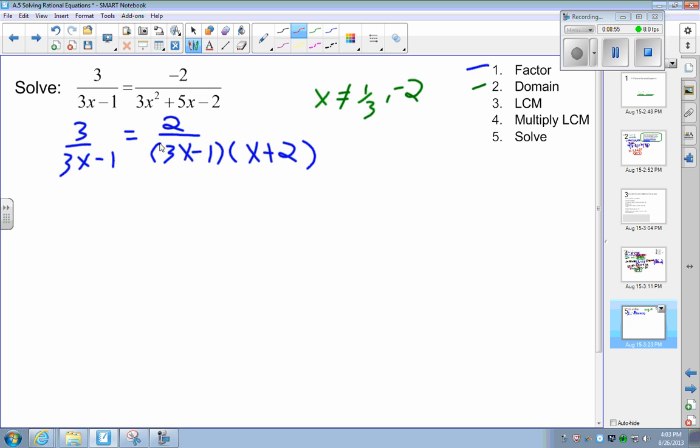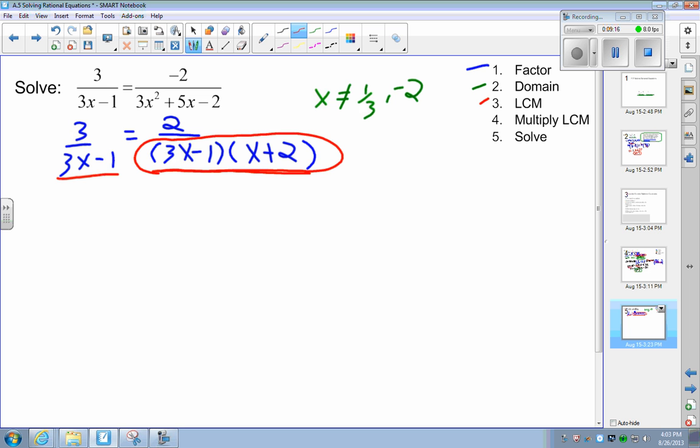All right, 3. LCM, what is the least common multiple of our denominators? Well, here we can clearly see that 3 multiplies by something to get into 3x minus 1 times x plus 2. And we know that all this is a multiple of itself, so perfect. Our LCM is going to be equal to this whole entire denominator right here.